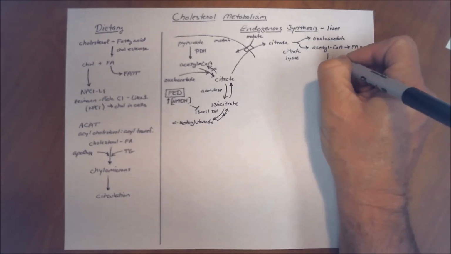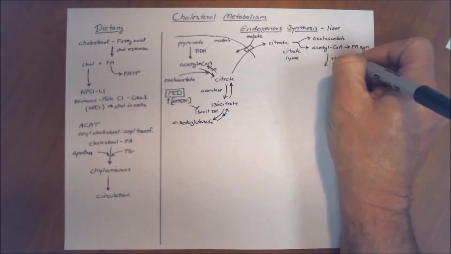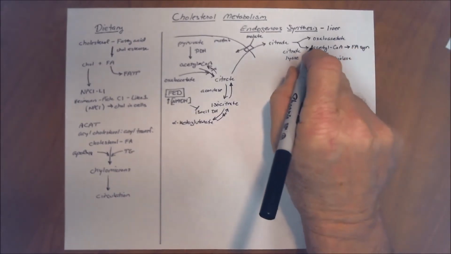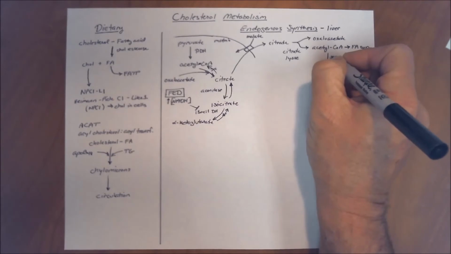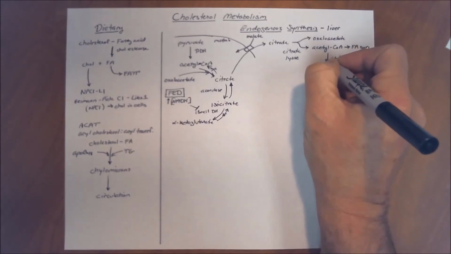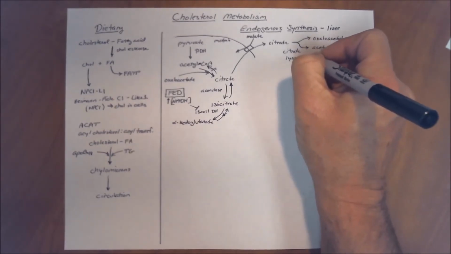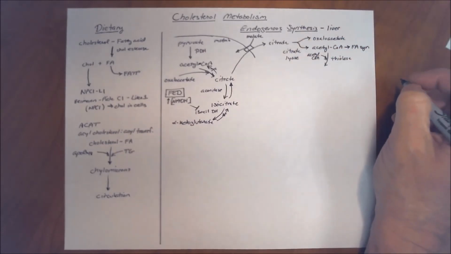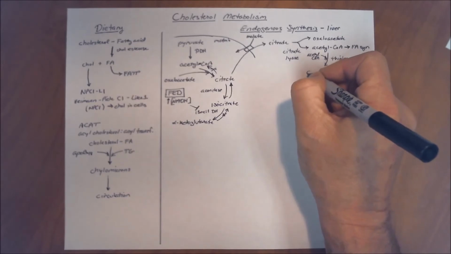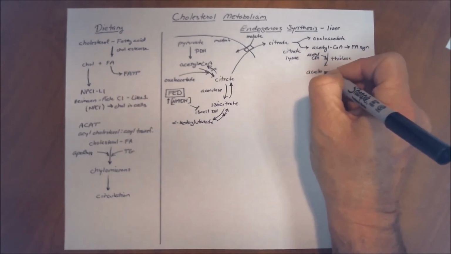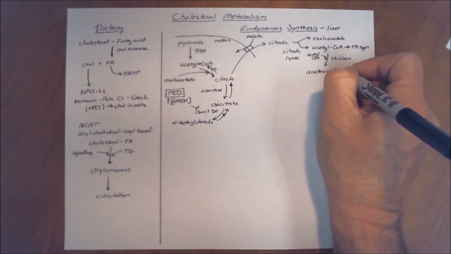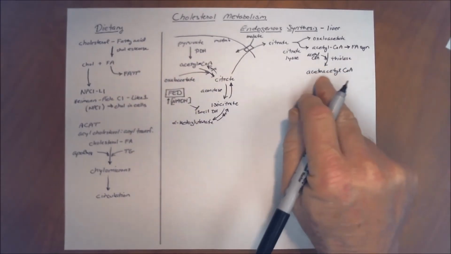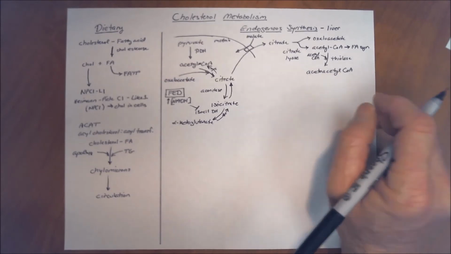So the first step of cholesterol synthesis is mediated by the enzyme thiolase, and we are simply going to take two acetyl-CoAs and couple them in a head-to-tail fashion, and we will have acetoacetyl-CoA. Just two acetyl groups conjugated together.